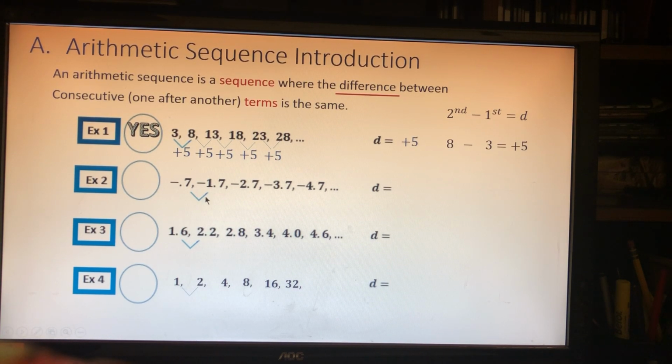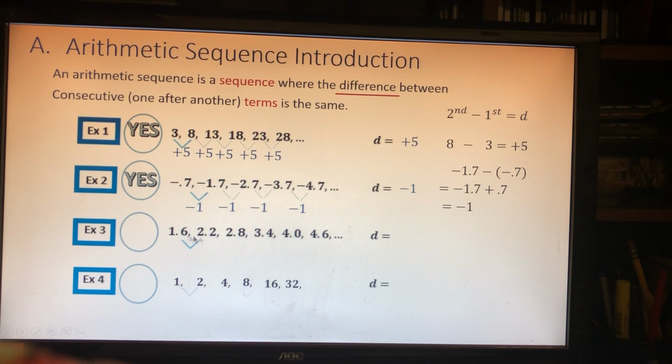So let's check our second example. We take negative 1.7, our second term, and we subtract negative 0.7, and minus a negative is a positive, so we've got negative 1.7 plus 0.7, and that equals negative 1. We'll write that here, negative 1. Then we check our third term minus our second term, and negative 2.7 minus negative 1.7 is also negative 1. They are all negative 1. The common difference is negative 1, and we have a second arithmetic sequence.